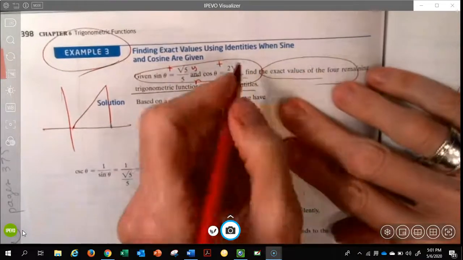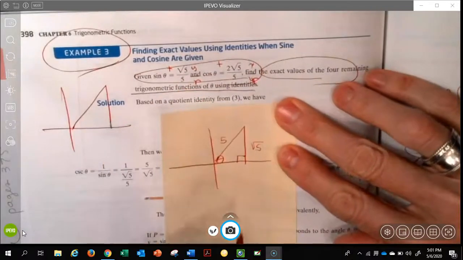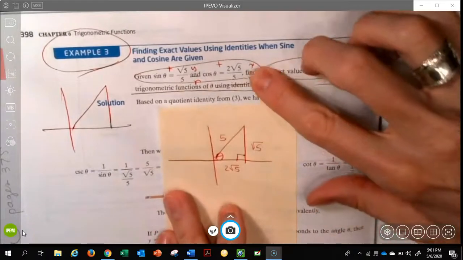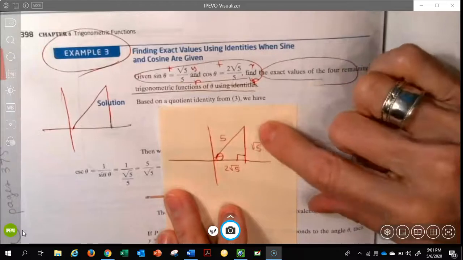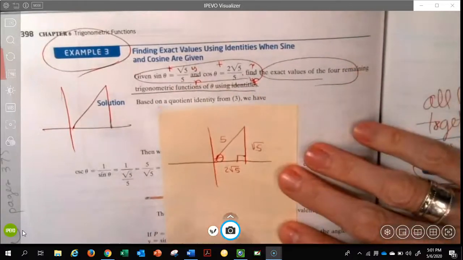So let me check this one out. Cosine. Cosine is x over r. And so that means my x value will be 2 square root of 5, and my r is, well, 5. And I already knew that. So it all matches up. I have my first 2 trig identities. I now need to go find the rest.